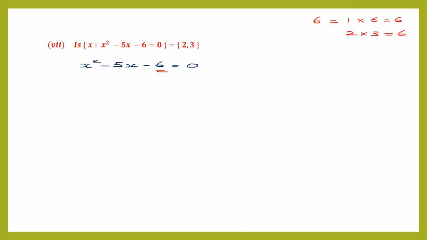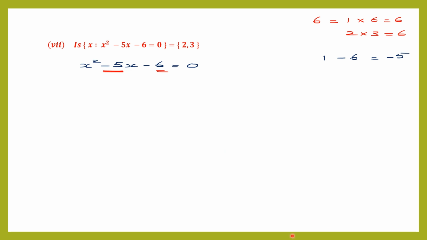Now we have to look at the number in the middle. The number in the middle is minus 5. Which of these pairs will give me minus 5 when I add? Let me take 1 and 6. 1 plus 6 will give me 7. But what do I need? I need minus 5. So if I change this plus sign to minus, what will my answer be? My answer will be minus 5. So I am able to get this minus 5, isn't it? So what are the two numbers? When I multiply, I get minus 6. When I add, I get minus 5. The numbers are 1 and minus 6.